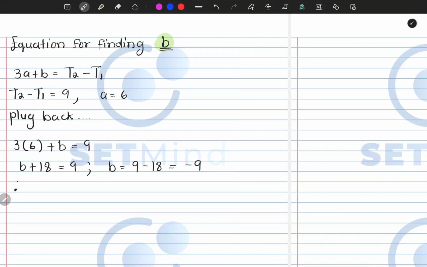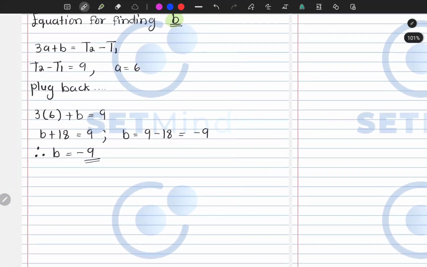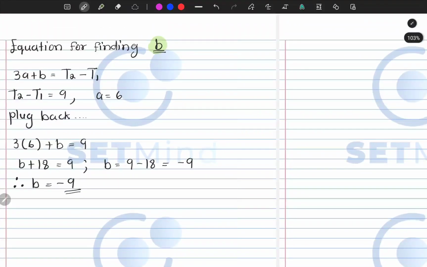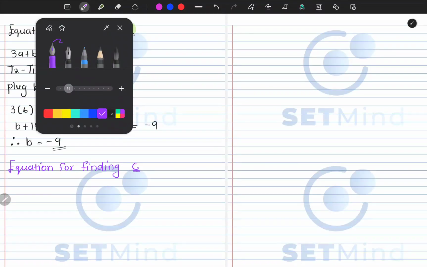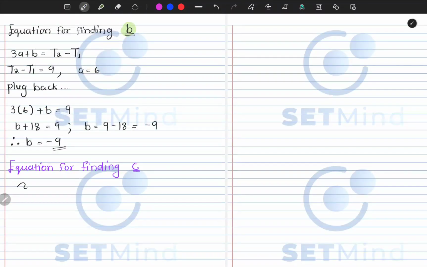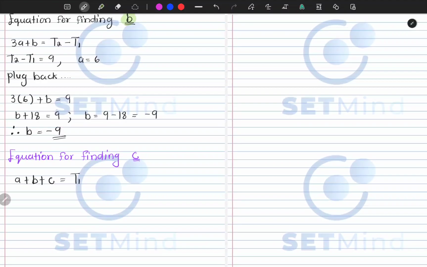So therefore our b, we have found it to be minus 9. Now let's have a look at the equation for finding c. The equation which we will always use when we are looking for c is this one: a plus b plus c is equal to term 1. That is the equation which we will always use for finding c.